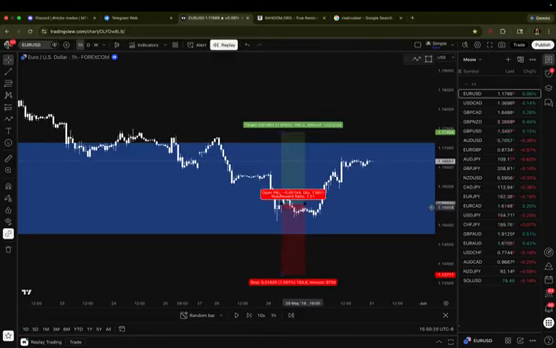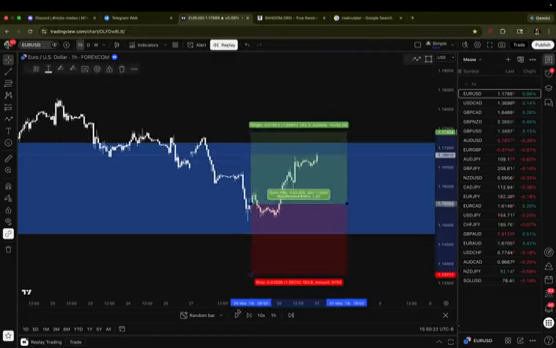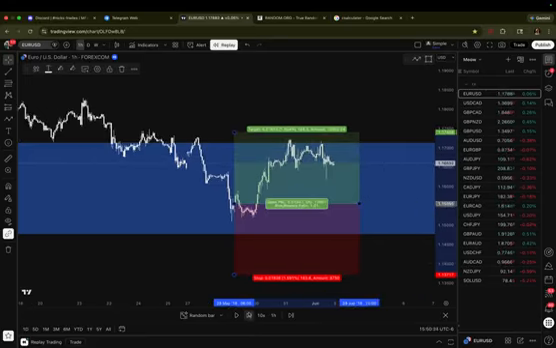So we have a little move to the upside. Need to go a little bit further if it's going to hit the target. Let's see if it can. Narrowly misses it, turns around, tries to have another run up, turns around. All we need to do is just break the highs.